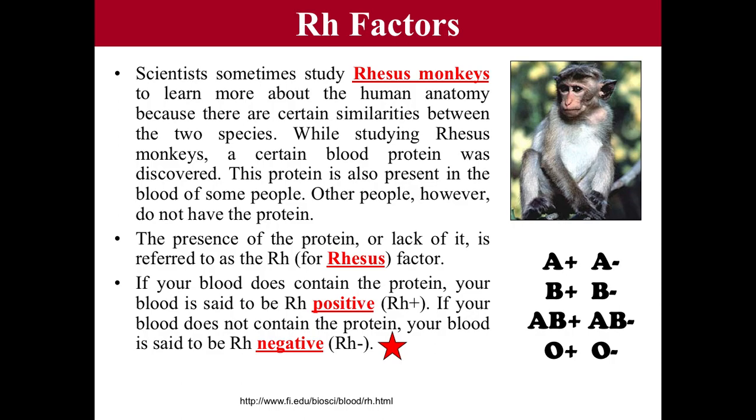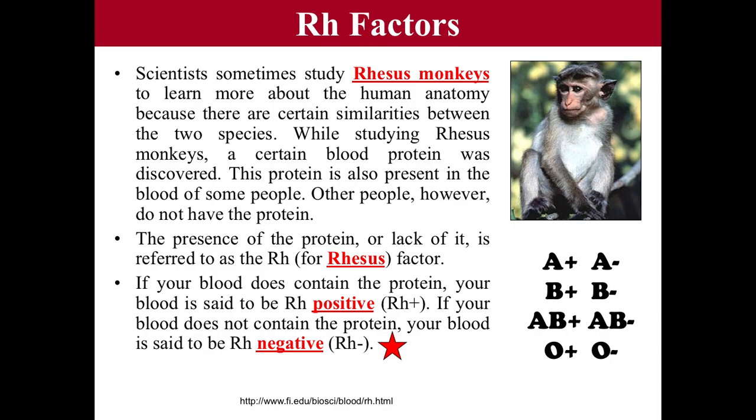The presence of the protein or lack of it is called the Rh, or the rhesus factor. So if your blood does contain the protein, your blood is said to be Rh positive. If your blood does not contain the protein, your blood is said to be Rh negative. So this is another specific type of antigen or protein that is on the surface of the red blood cell. If you have it, you are considered positive. If you don't have it, it is considered negative. It is not good or bad one way or the other.